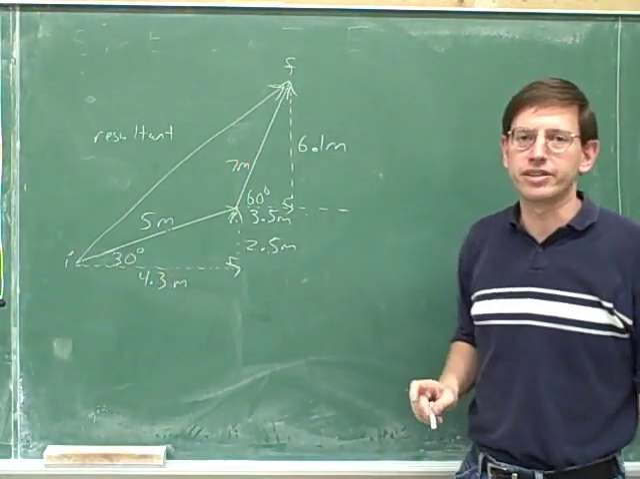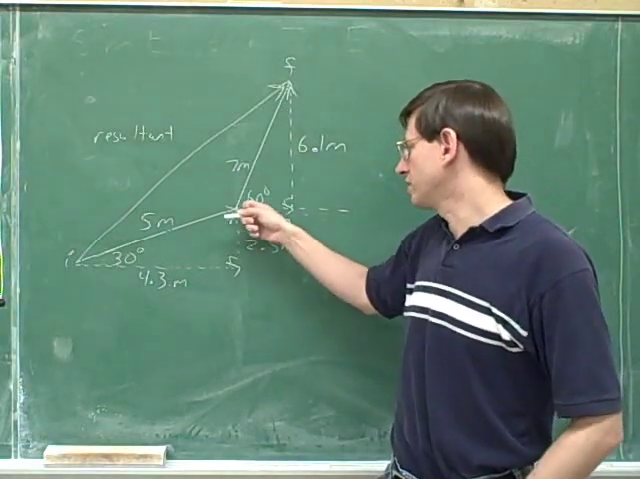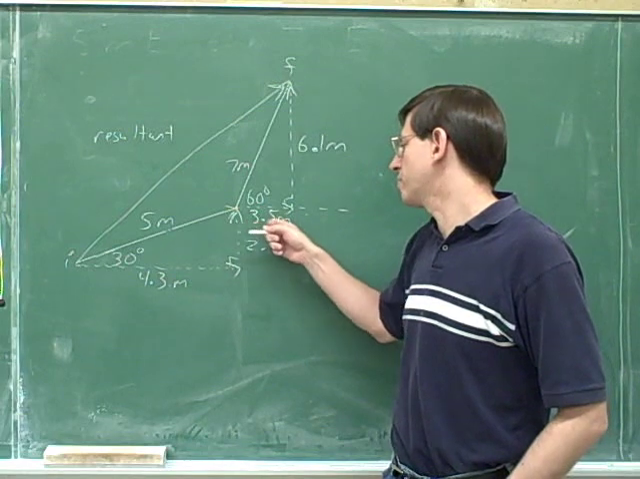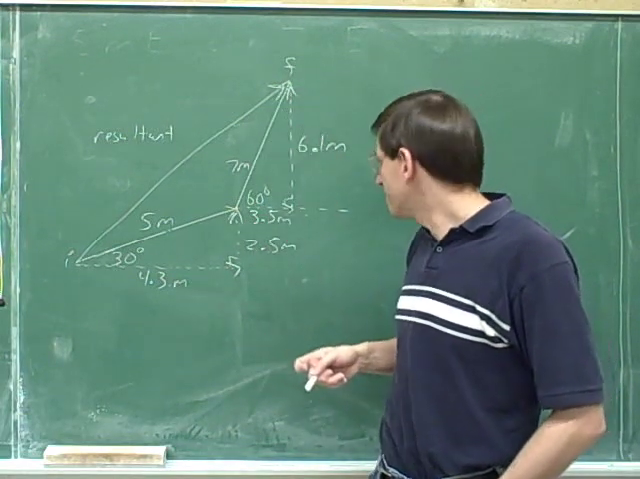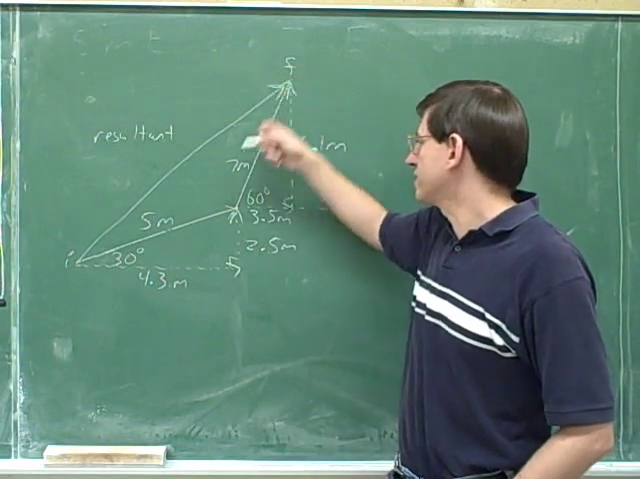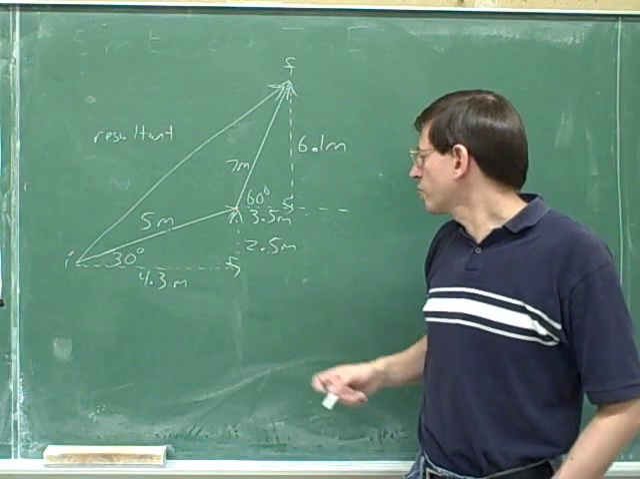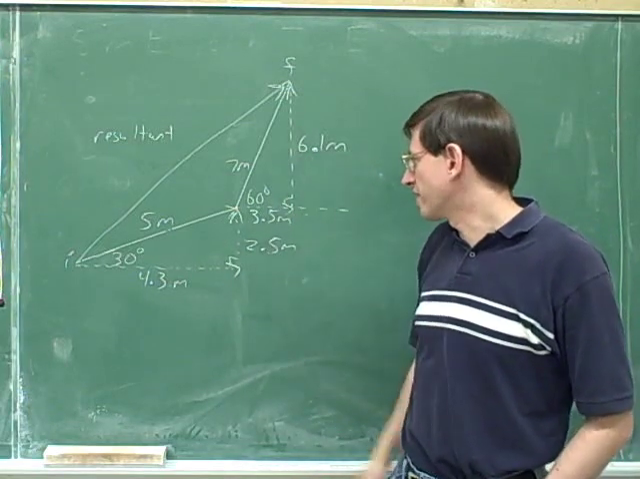Later on, we'll see how to figure out those numbers. For now, you just have to trust me. If you walk for 7 meters at an angle of 60 degrees above the horizontal, that's the same as if you just walked for 3.5 meters straight to the right and 6.1 meters straight up. You'll get to the same point up here as if you'd walked 7 meters at an angle of 60 degrees above the horizontal. Again, don't worry about how I got these numbers. We'll learn how to get those later. Let's just take it on faith that those are the right numbers.